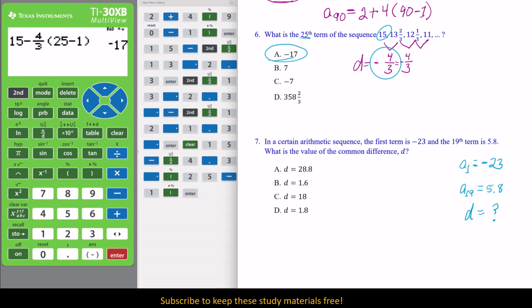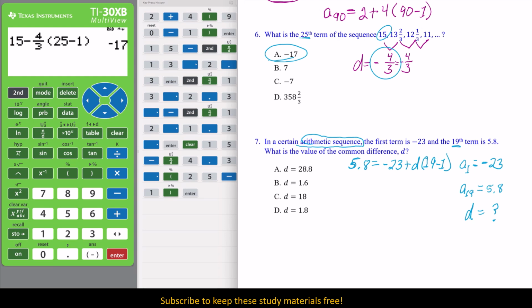Well, that's really not tough to find. We already know our answer, our A of 19. So put 5.8 here equal to our first term, negative 23, plus D times, now we know what N is. It's 19. 19 minus 1. And they told us the type of sequence, so we would know the proper formula.